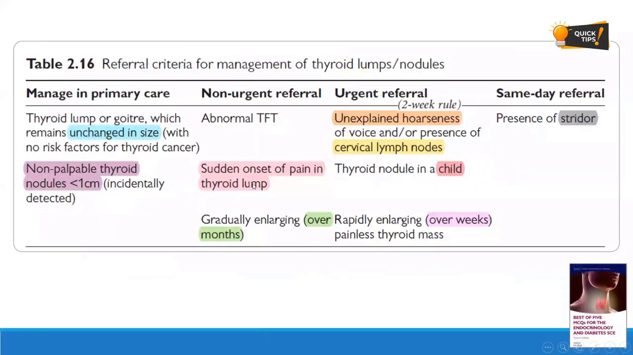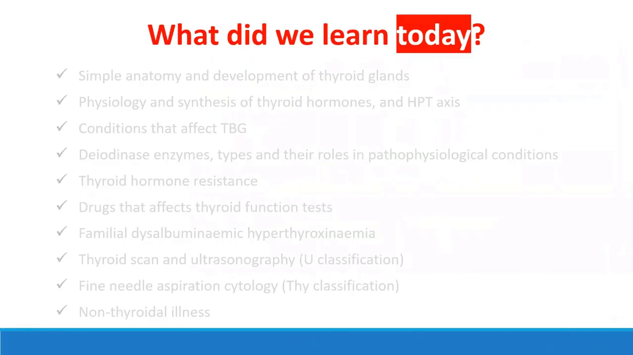And this is the referral. Don't forget that stridor should be referred immediately to a consultant. Urgent referral within 2 weeks for unexplained hoarseness, cervical lymph node, thyroid nodule in a child, rapidly enlarging over weeks, or a fixed thyroid mass. Non-urgent referral for abnormal thyroid function test, sudden onset of a benign thyroid lump, or gradual enlargement over months. Don't forget that in primary care, manage a thyroid lump or goiter which remains unchanged for a long duration, or a non-palpable thyroid nodule less than 1 centimeter incidentally detected without any suspicious feature.